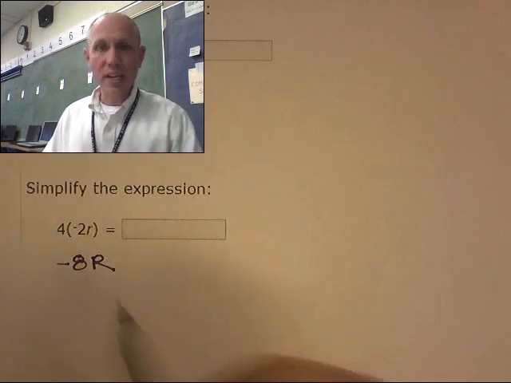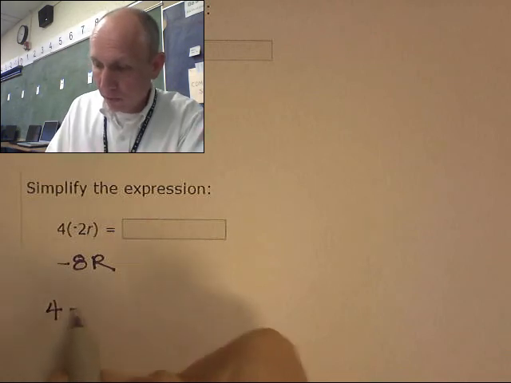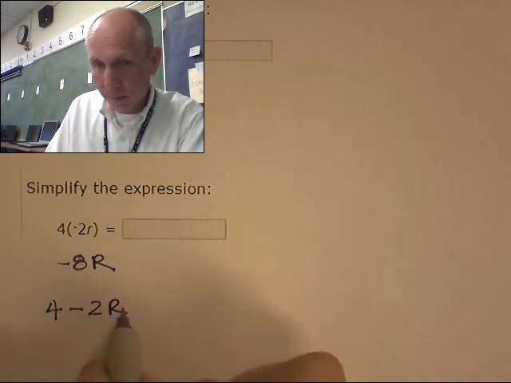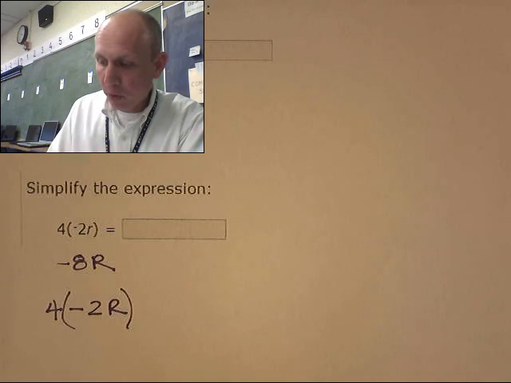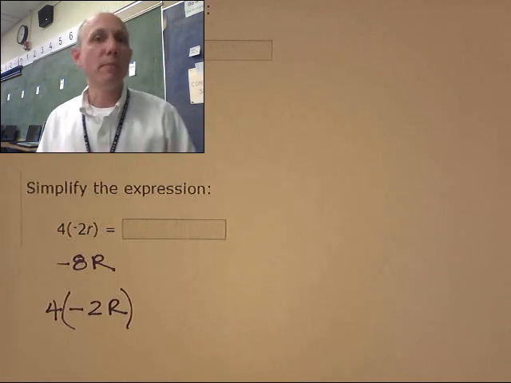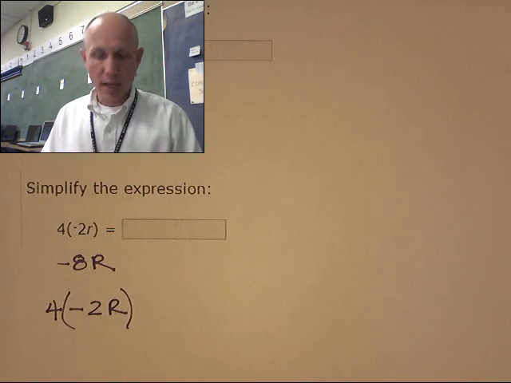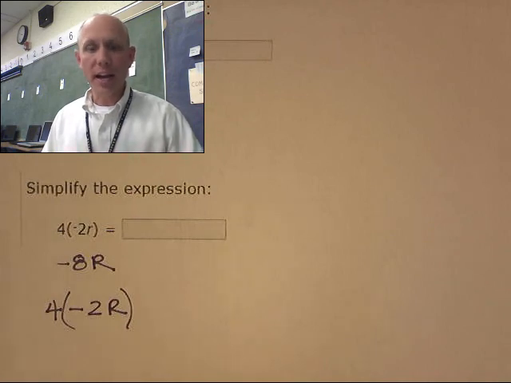They were making sure that we didn't get confused and say, oh, this is really 4 minus 2r. By putting the parentheses there, I know that it's multiplication and not subtraction. All right, that's it for that one.